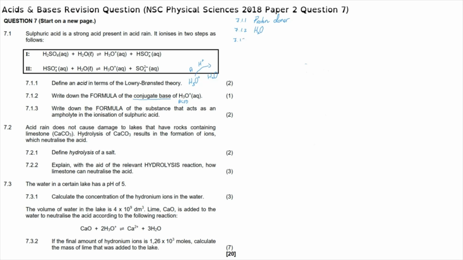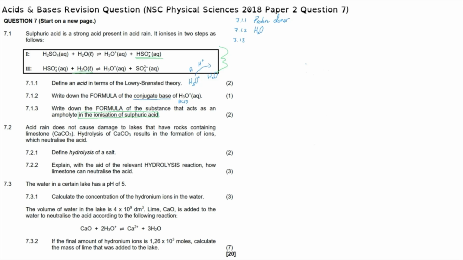Question 7.1.3 asks, write down the formula of the substance that acts as an ampholyte in the ionization of sulfuric acid. Now, this question is tricky because there are two substances here that we know act as ampholytes under certain situations, the one being HSO4-, the other being H2O. But this question specifies it must be an ampholyte in the ionization of sulfuric acid, meaning in this process that we see up here, it must act as both an acid and a base.